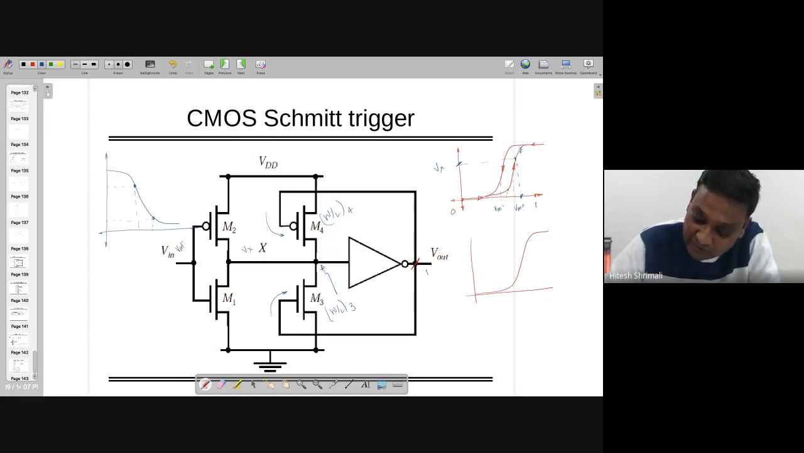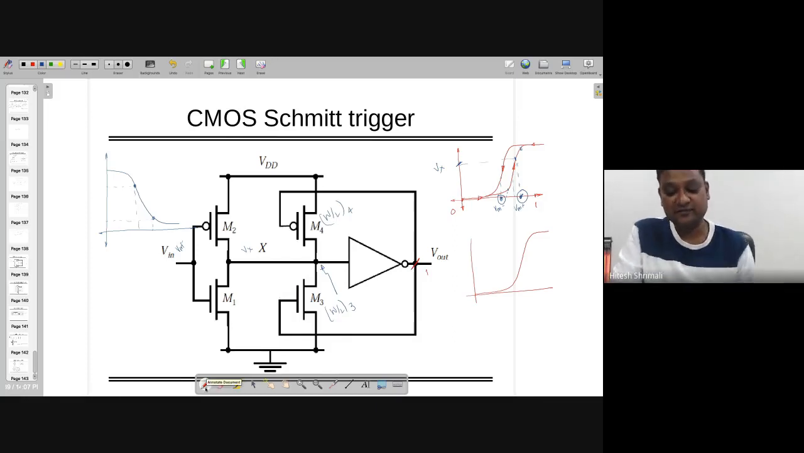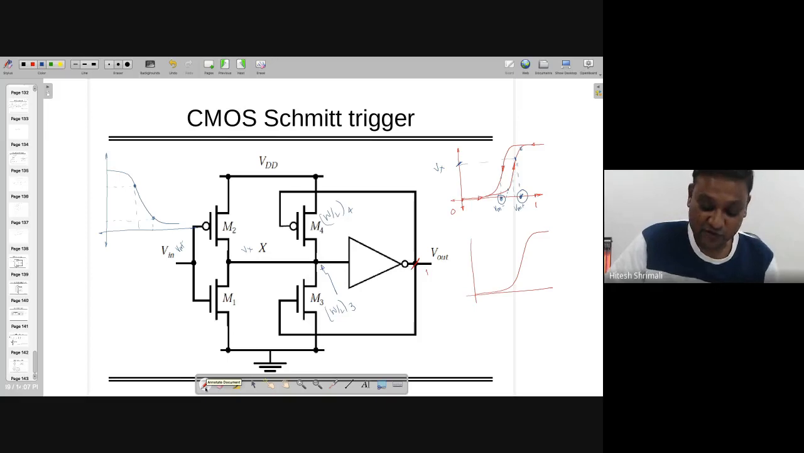So where you are moving over here, and what values of Vm plus and Vm minus are driving over here, that is going to be decided by these two transistors, M3 and M4, right? So if M3 and M4 are pretty high, what is going to happen? And if it is low, what is going to happen? That you have to understand.